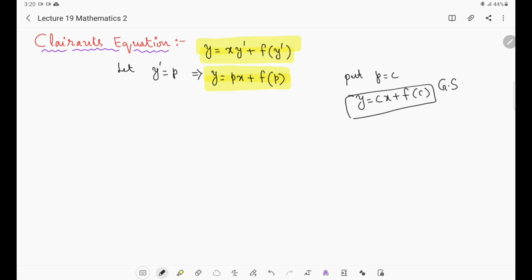And for finding the singular solution, we have to differentiate this with respect to c, and then eliminate c, and you will get the singular solution. So these are the steps for finding the general solution and the singular solution. For the general solution, p should be replaced with c. For the singular solution, we differentiate with respect to c and eliminate c. So this is Clairaut's equation. Now we will see a few problems related to this.